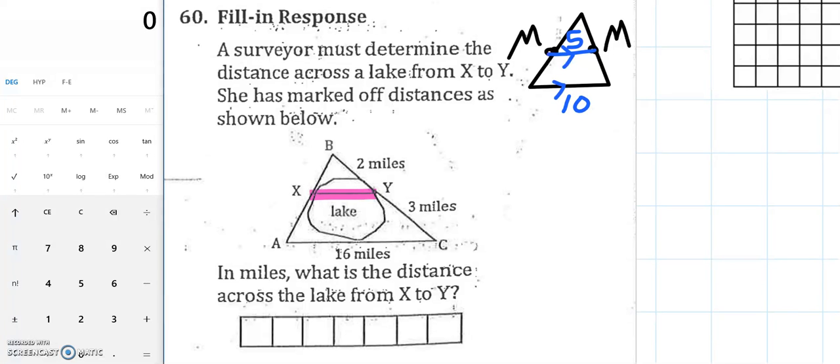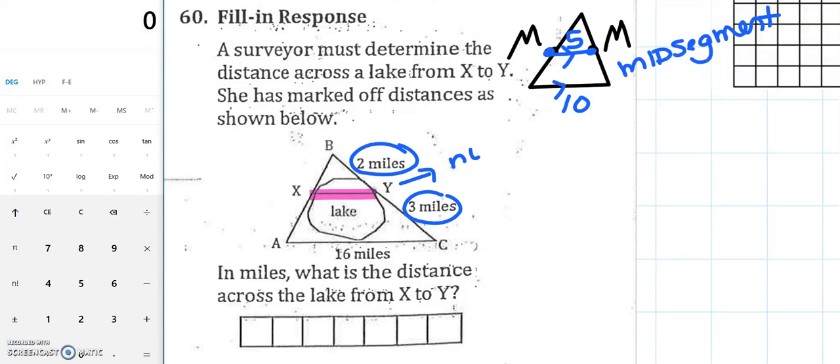Now the vital piece of information that we would have to know is that your mid-segment is connecting midpoints. All right, so this is a mid-segment. Most of you may think this is a mid-segment, but if we pay attention to the information that we're given, the 2 miles above Y and the 3 miles below Y means that Y is not a midpoint. So this is not a mid-segment. You can't just do 16 divided by 2 and think you're going to get XY.